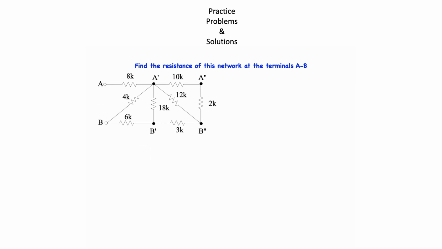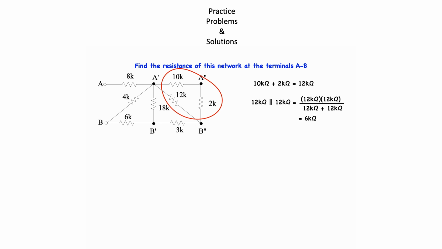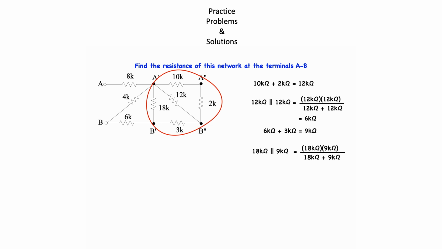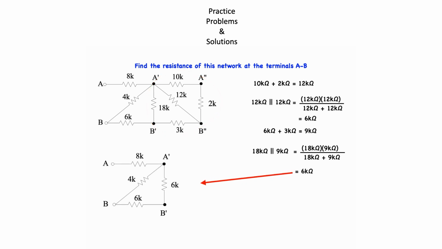Repeating this process, we see that the 2K ohm resistor is in series with the 10K ohm resistor, yielding 12K ohm. And that combination is in parallel with another 12K ohm resistor, which is equal to 6K ohm. This equivalent 6K ohm resistor is in series with the 3K ohm resistor, which equals 9K ohm. And that combination is in parallel with the 18K resistor, which equals 6K ohm, and thus the network is reduced to that shown here.